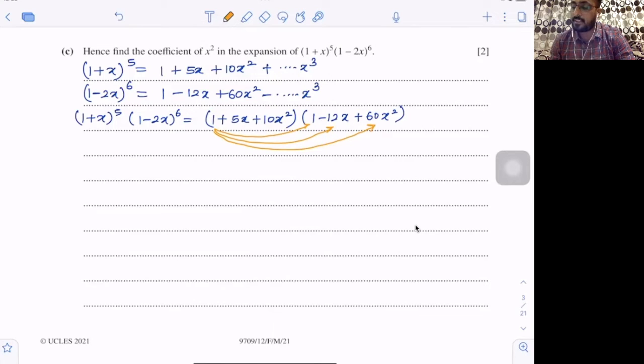So I can see that these two multiplications are not needed. Right, students? I don't need these two multiplications. So 1 multiplies with 60x square. So that should give me 60x square.